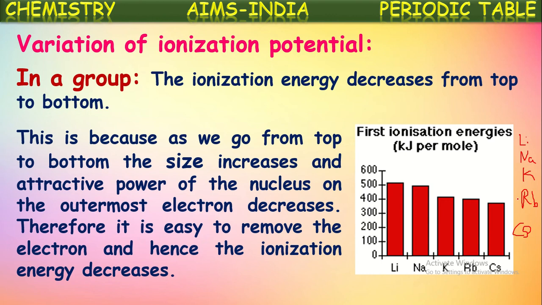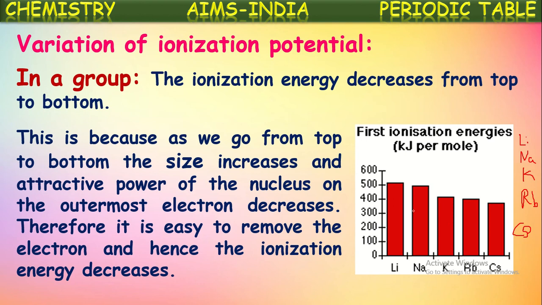As size increases, the distance between the nucleus and the outermost electron increases, thereby attraction decreases. If there is less attraction, that electron can be removed very easily, meaning only a lesser amount of energy is required. Hence we say ionization energy decreases.